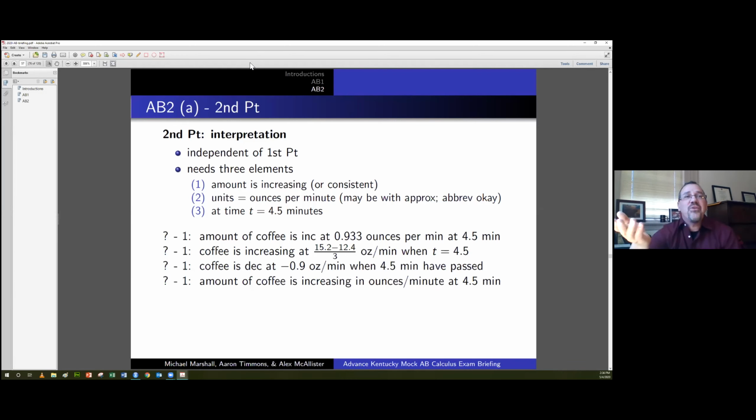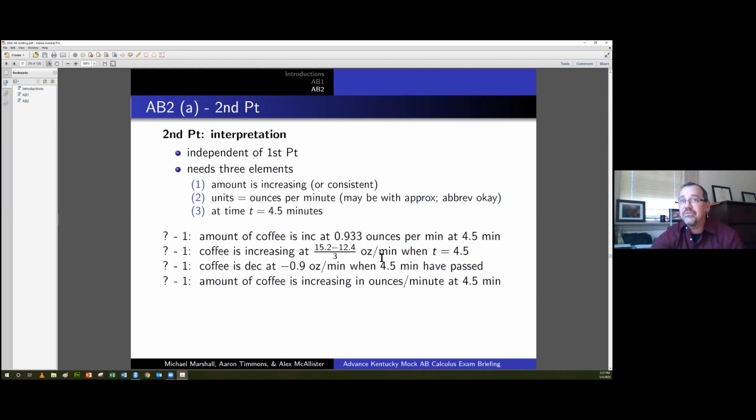So here's a list of things that would earn the second point. References to the amount of coffee or the coffee, we see increasing, the 9.933 ounces per minute at 4.5. They've attached those units to the 4.5. We might see an unsimplified expression. They don't have to say the amount of coffee, we'll accept coffee. In a minute, we'll talk about other things that might show up attached to coffee, rates, velocities, things like that, that won't work, but coffee is something we will accept. Increasing, maybe an unsimplified expression.